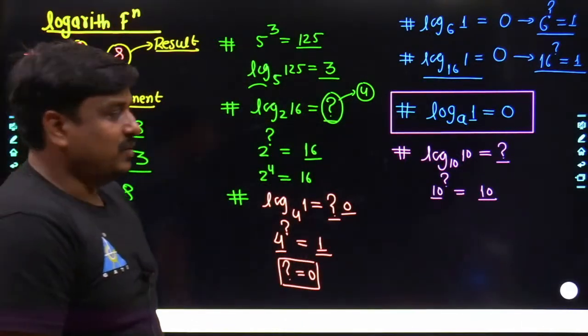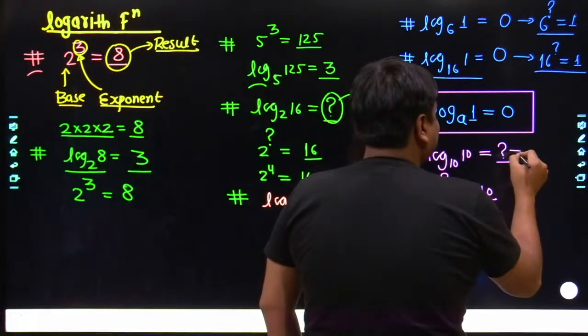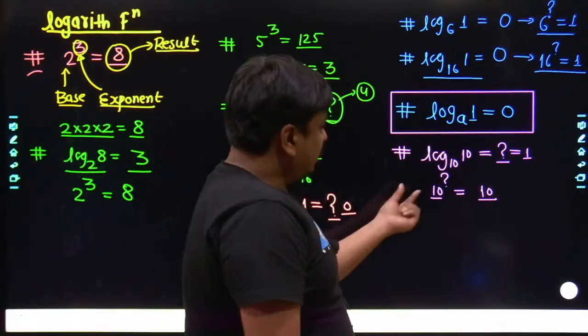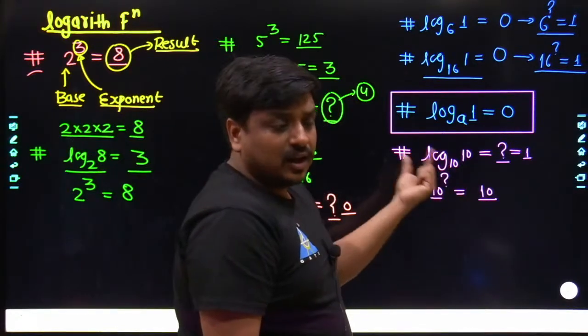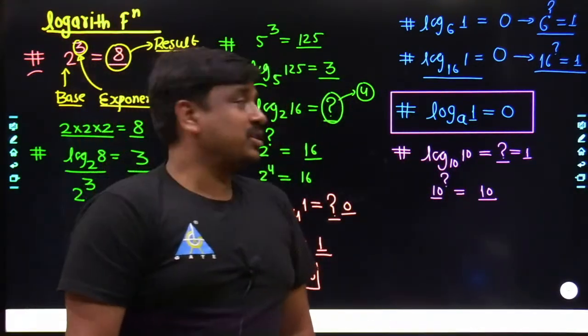Tell me what would be the worth of this question mark. Obviously the worth of this question mark has to be precisely 1, because the 10 has to be raised to a certain power such that the result matches the 10 alone. How is it possible? It's possible only when the question mark is 1.